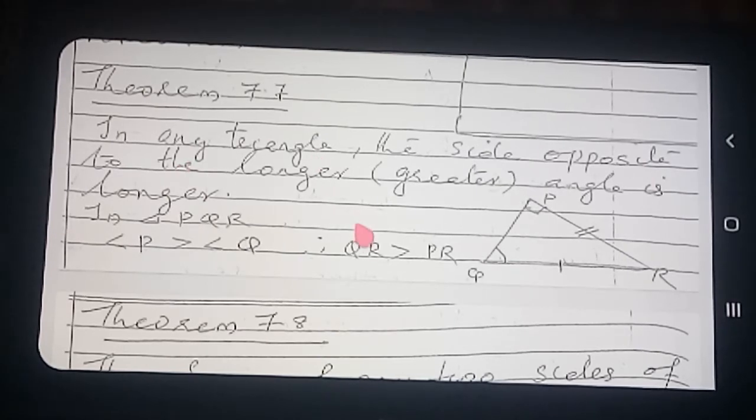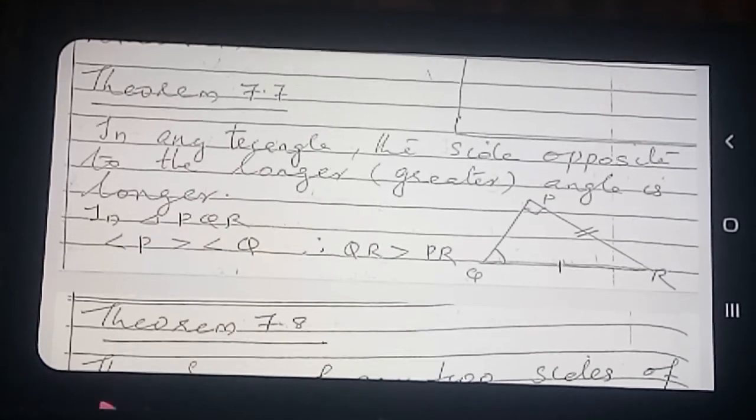In any triangle, the side opposite to the larger angle is longer. Understood? The meaning is that whichever angle is greater, its opposite side is greater. That is what is written here. So here, I have written angle P is greater than angle Q. If angle P is greater than angle Q, what is the opposite side of angle P? QR. QR is greater than PR. Got clear? That is the theorem.